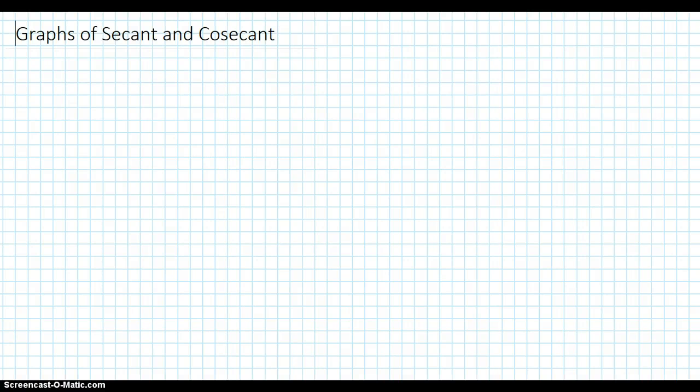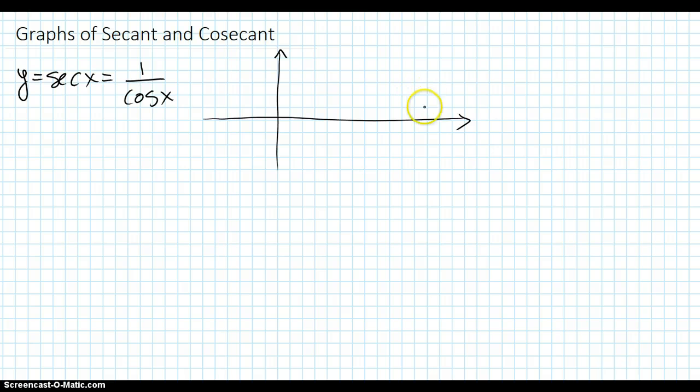This video is on graphing secant functions and cosecant functions. So let's start with secant functions. y equals secant of x. Since secant of x is 1 over cosine of x, it is best if we start with a graph of cosine of x. So we know that the period of cosine of x is 2 pi.